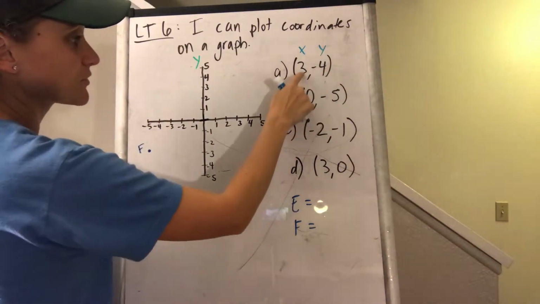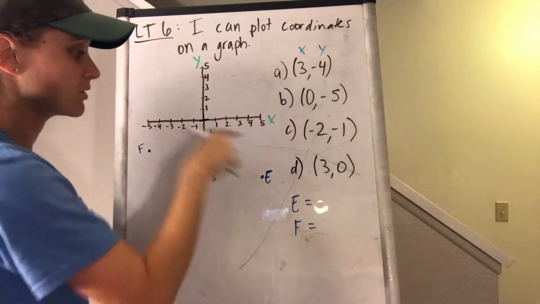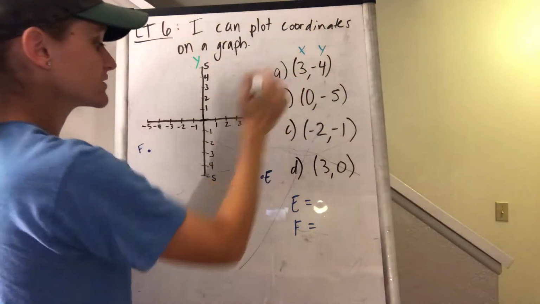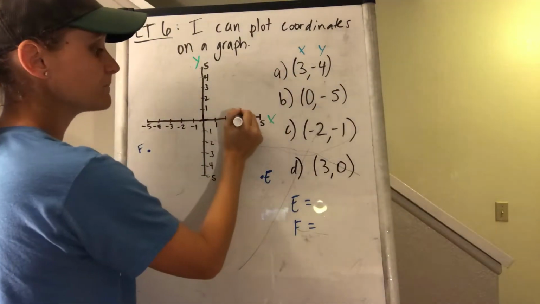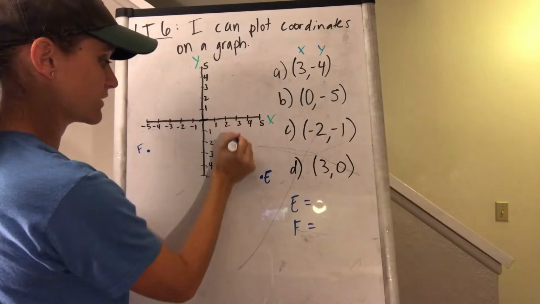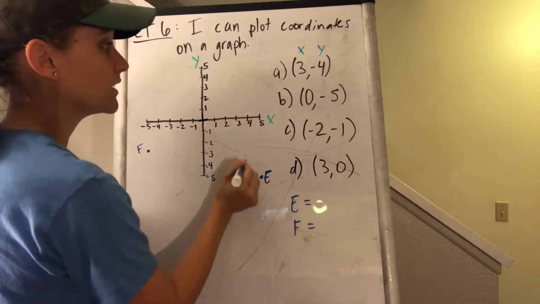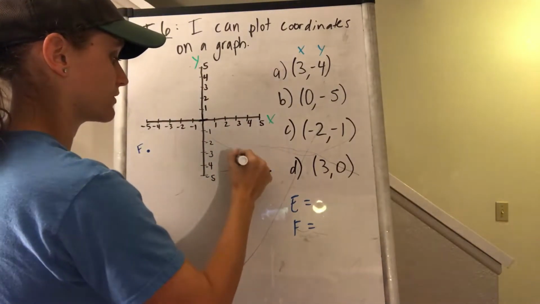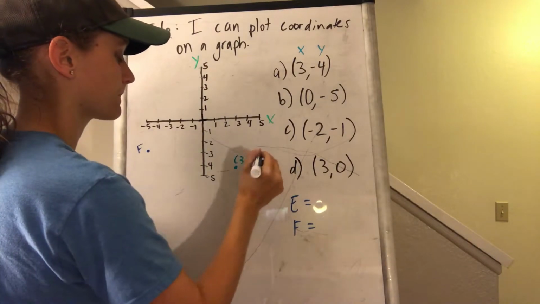So to start, for 3, -4, I go in the x direction. Because it's positive 3, I go over 3. And because it's negative, I'm going to go down 4 to -4. And I want to make sure that I label that with the point or the coordinates.